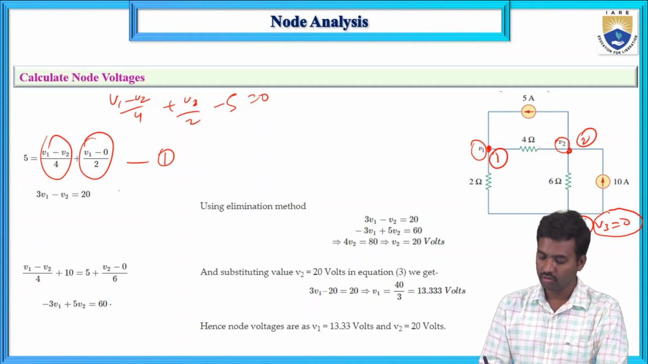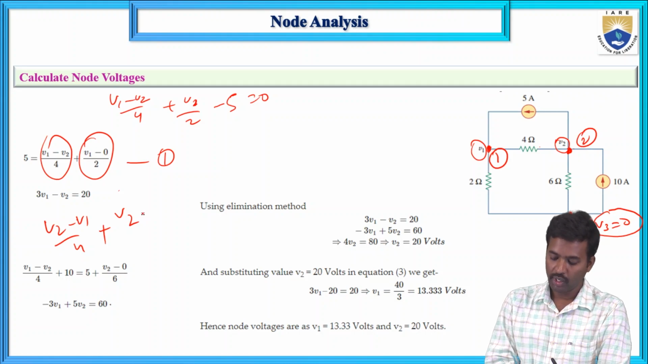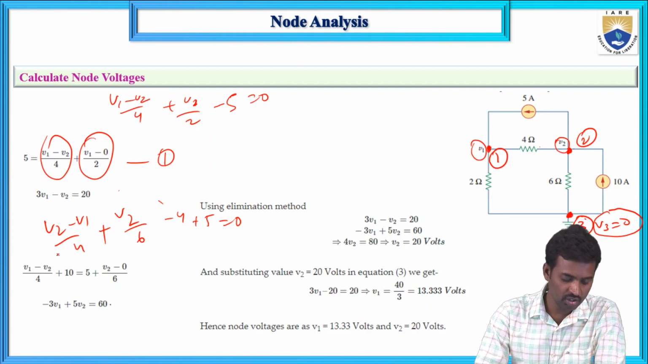Now the second mesh equation here: apply KCL. (V2 minus V1) by 4 and next (V2 minus 0) by 6. So now I will write (V2 minus V1) by 4 plus (V2 minus 0) by 6, plus this current is entering, so minus 4, and this one is plus 5, leaving current, equals 0. So now this equation is the same.